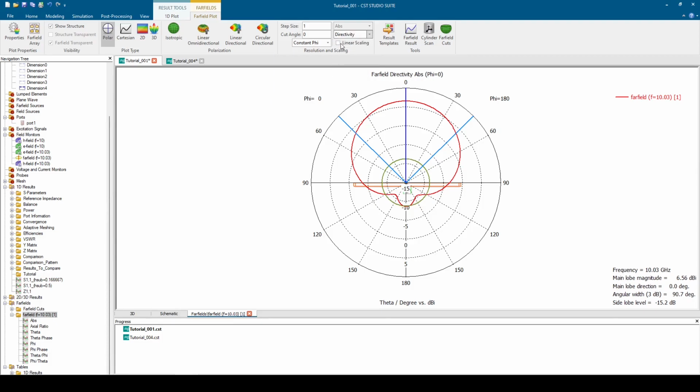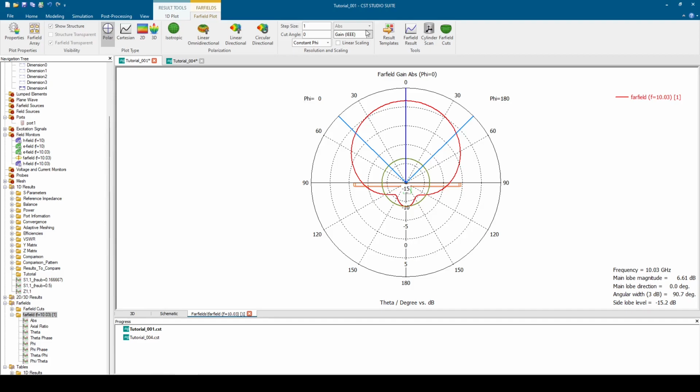Directivity doesn't consider any losses, any matching. It gives you the pattern as if the antenna was perfectly matched with no losses. This is the maximum gain you can get. And then if you have some loss in the material, you can look at the gain, which accounts for the efficiency of the antenna, and the efficiency comes from the loss of the materials.